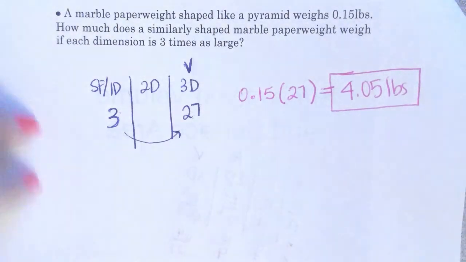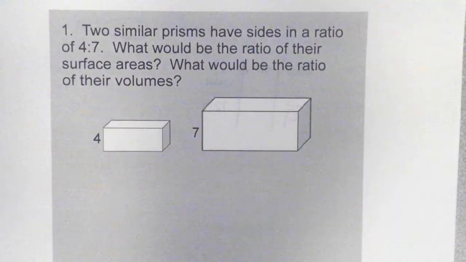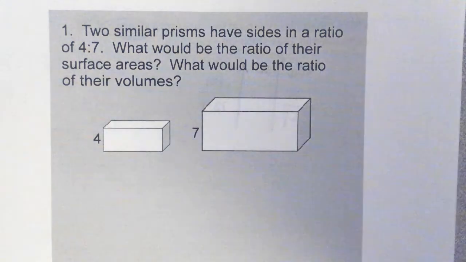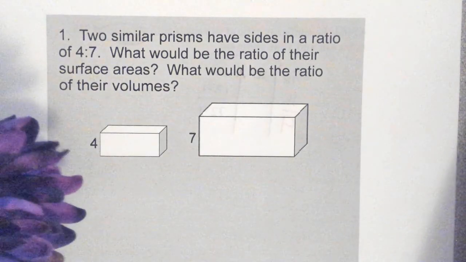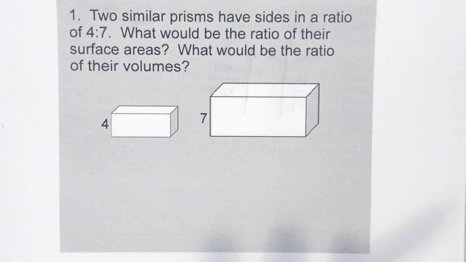Okay? This next one you don't need to write down, but I just want you to look up. If you want to write it down, you can though. Two similar prisms have sides in a ratio 4:7. What would be the ratio of their surface areas? What would be the ratio of their volumes?